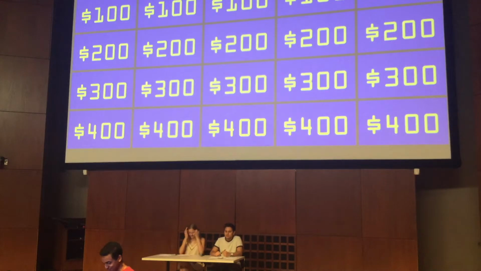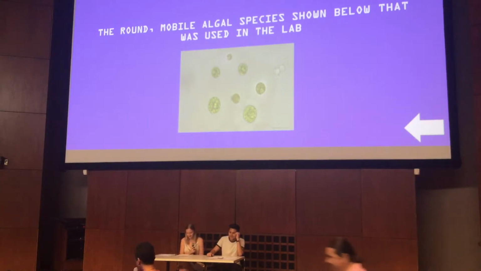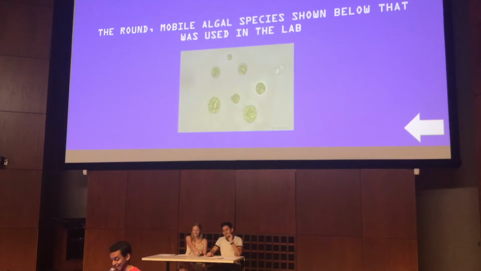Make your first selection. I'll take in the lab for 200. All right. The round mobile algal species shown below that was used in the lab. Diego. What is chlamydia? Sorry, no, that's not correct. You're now at negative $200. Juliana? Actually, the right answer is Chlamydomonas reinhardtii. Yes. Congrats, Juliana. That is correct.